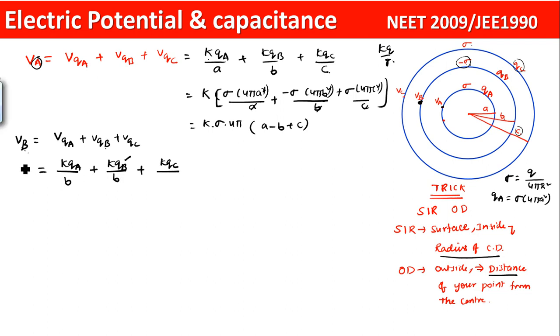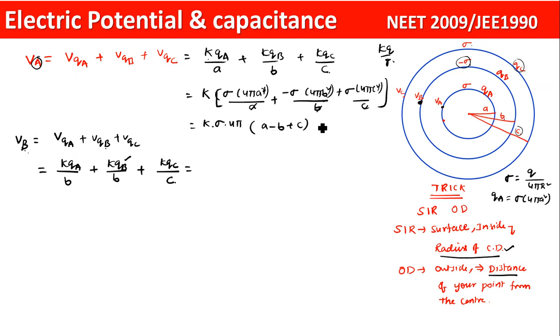So your point B is inside for the QC charge distribution, isn't it? So therefore you have to take, sorry, your point is inside. So inside means the radius of the charge distribution. Radius of the charge distribution means C. Got it?